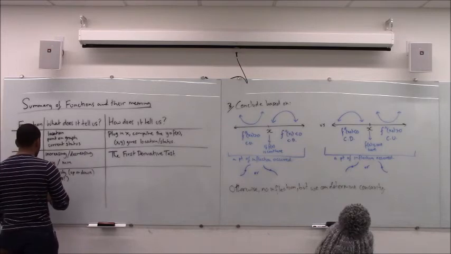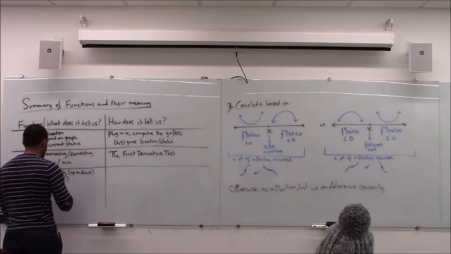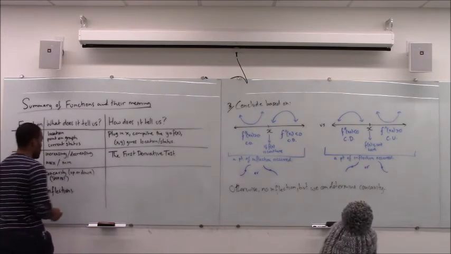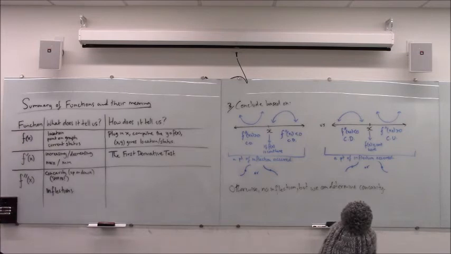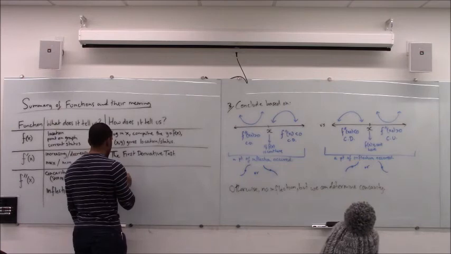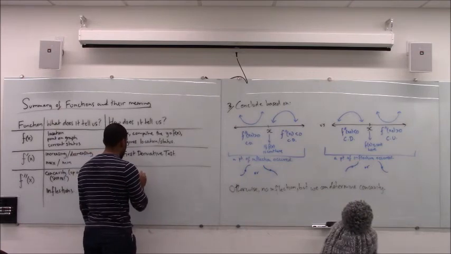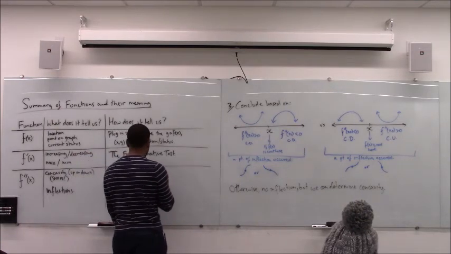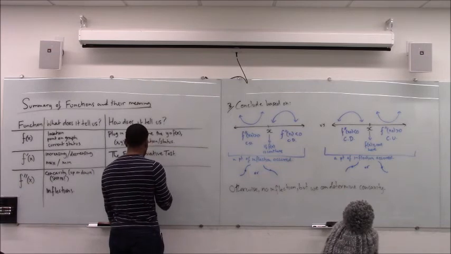Another thing it can give you information on is inflections. And like I said, these things can give you a lot of interpretive power as to what your function is doing, or the thing it's measuring, how is it behaving. How does it tell you? The concavity test is how it's going to tell you. Do the concavity test and it will tell you exactly what the concavity is and if there are any inflections.